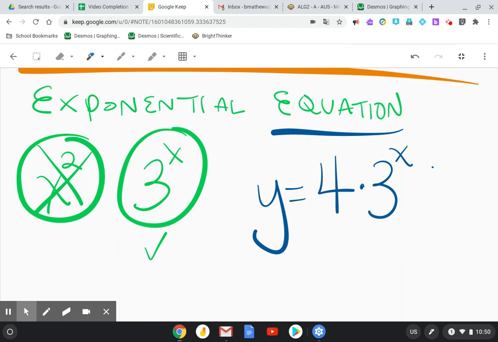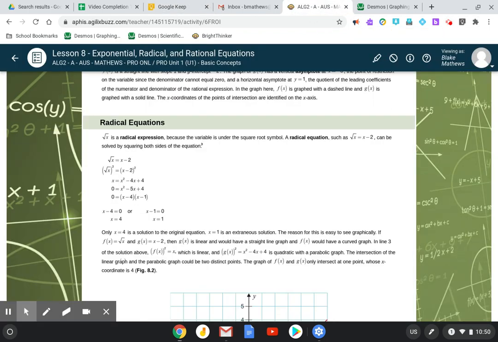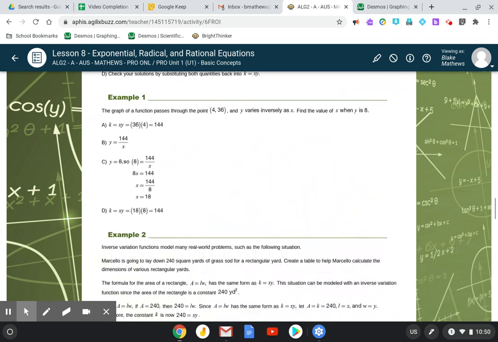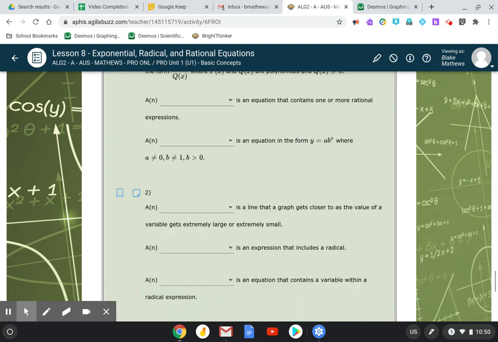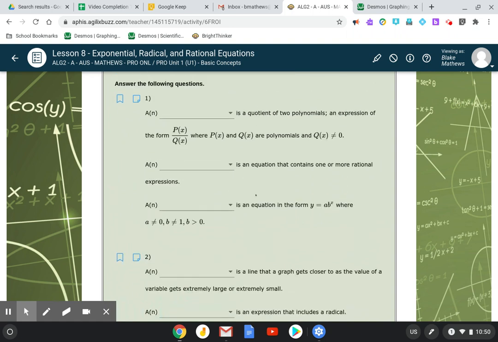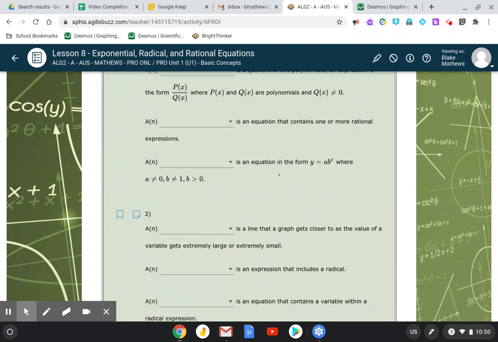All right, so that's the first main part of this lesson, just some basic terminology. You'll see that when you get down to number 1 and number 2, they are just asking you about those different types of equations and expressions. There's some other vocabulary as well, so make sure you read through and find those words that you need to answer some of these questions.